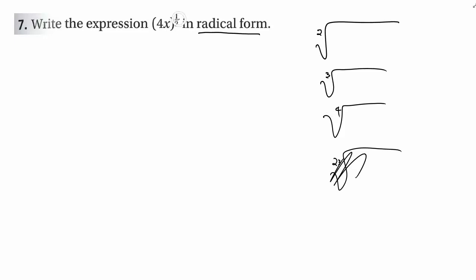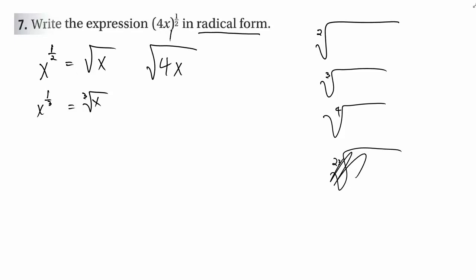But what is a 1/2 power? Well, you should remember that something to the 1/2 power is the square root of that thing. If you have something to the 1/3 power, that's the cube root of that thing. But here we don't have just an x inside there. We have a 4 and an x, and that's inside of a square root. So it's the square root of 4x. So that's the expression in radical form.